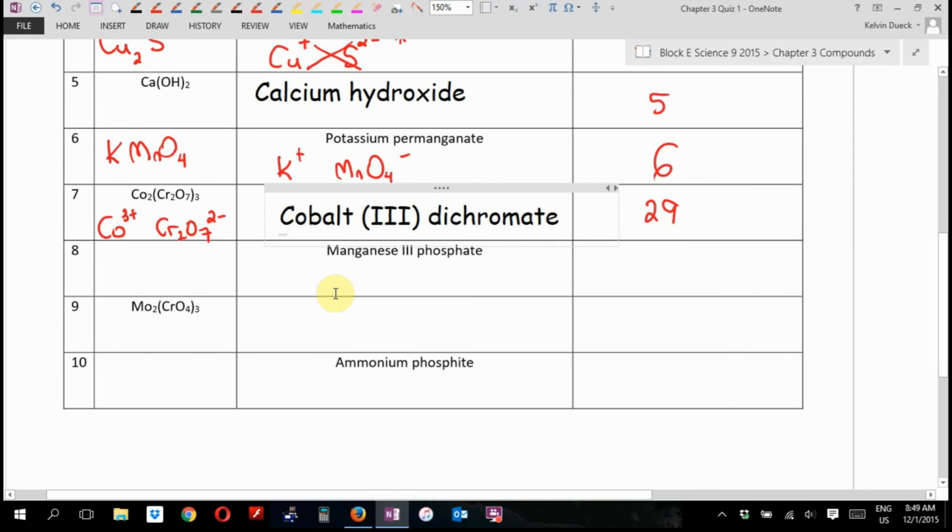Manganese 3. Oh, they gave me the name. Mn, it's going to be 3 plus. Phosphate, that's on the back. Phosphate, PO4, 3 negative.